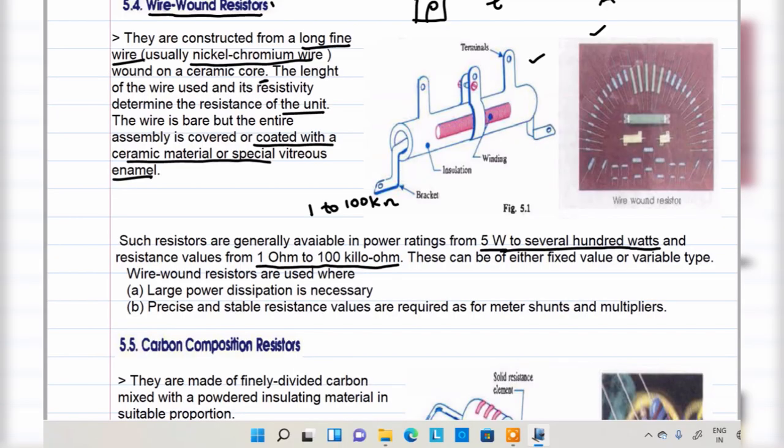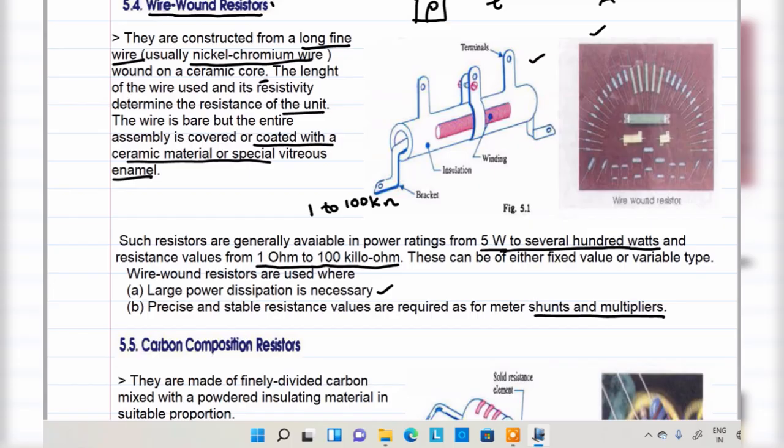Wire wound resistors are used in two cases. The first is where large power dissipation is necessary. For example, in electrical machines experiments, you connect a shunt resistance in series with a wire wound resistor. Just recall those circuits from the speed control of a DC motor. The second is where precise and stable resistance values are required, for meter shunts and multipliers.